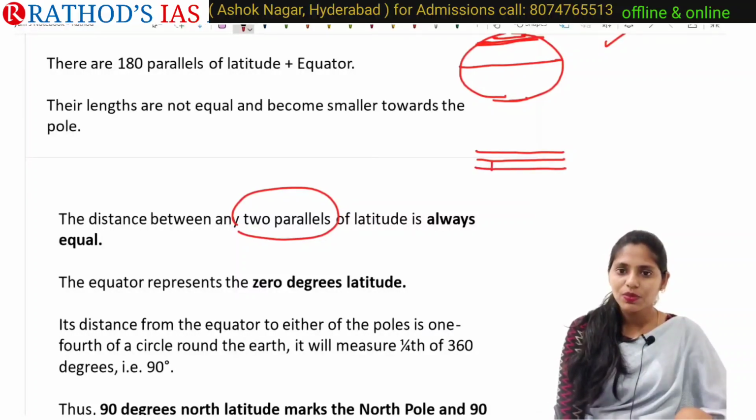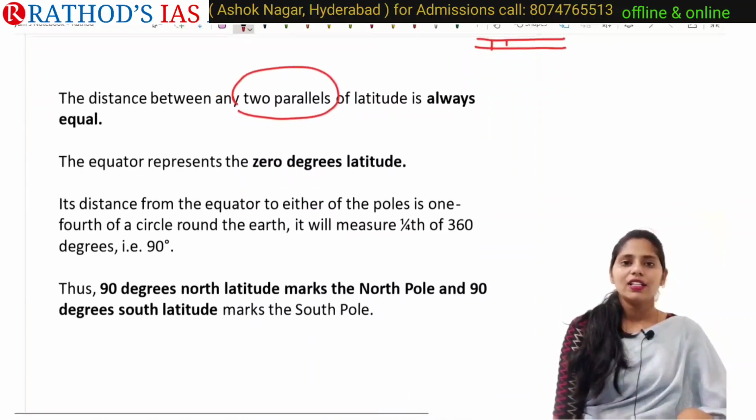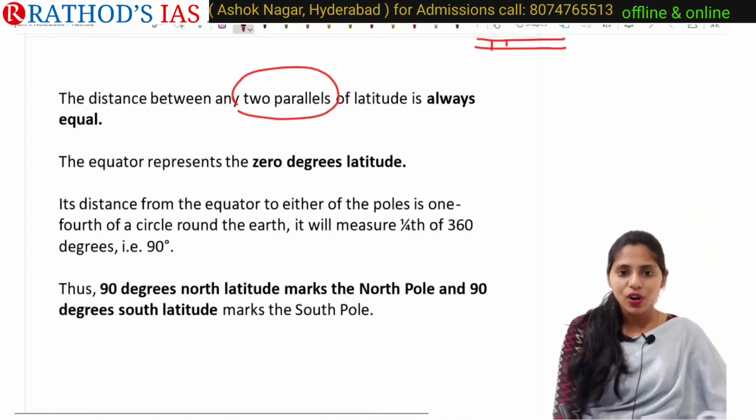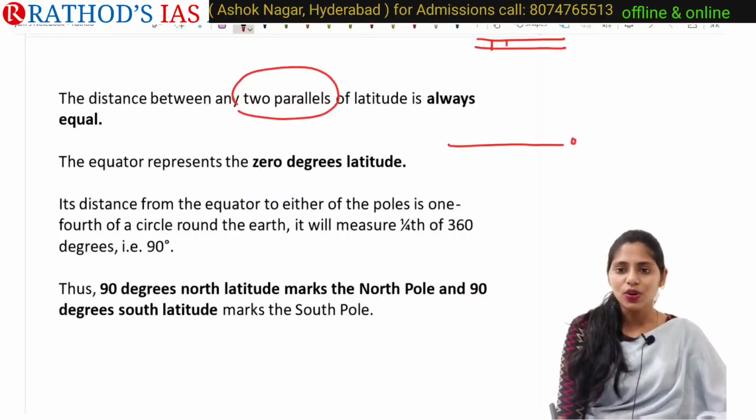So the distance between these two latitudes will always be equal. And the next one is the equator. The equator is our longest latitude. It is 0 degrees latitude.